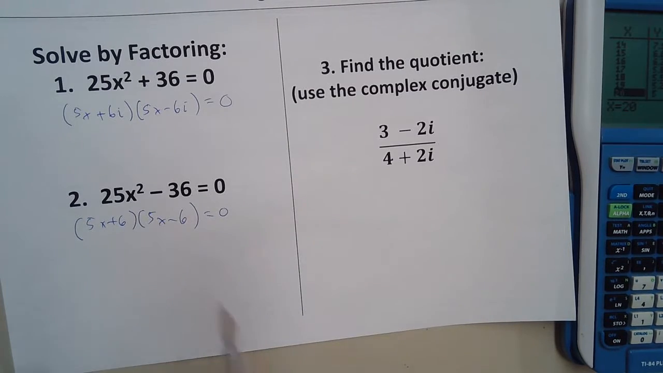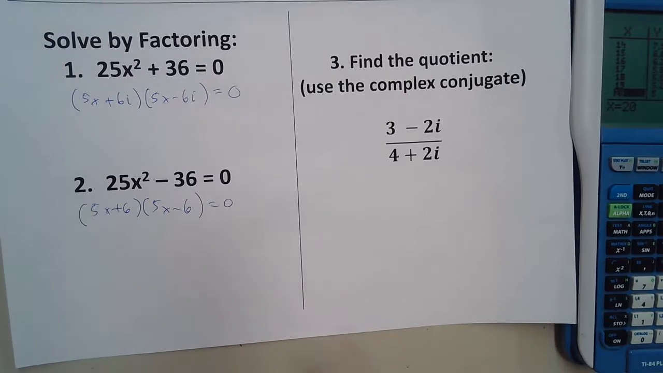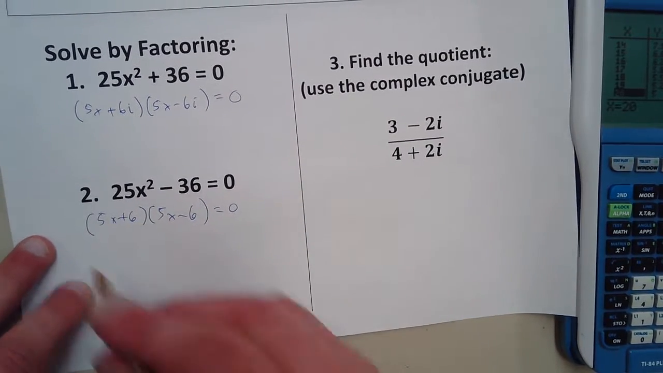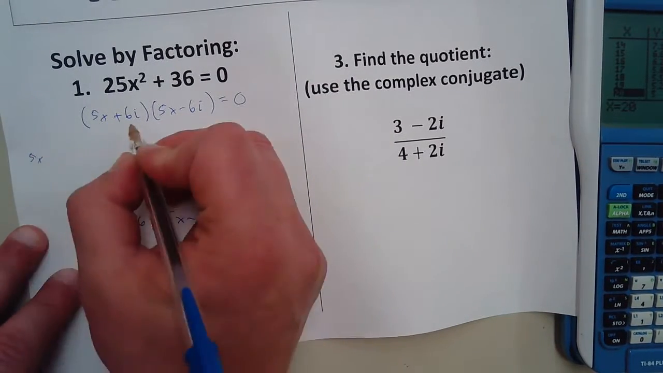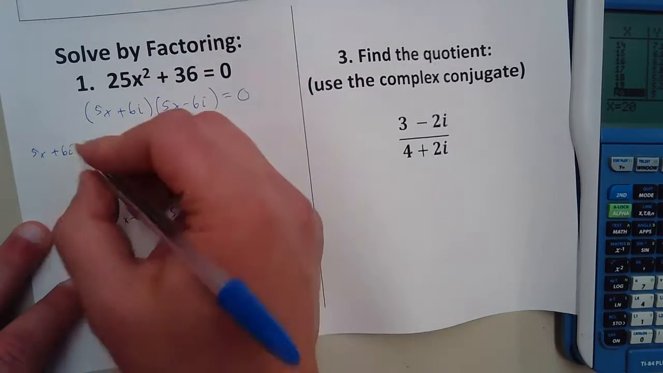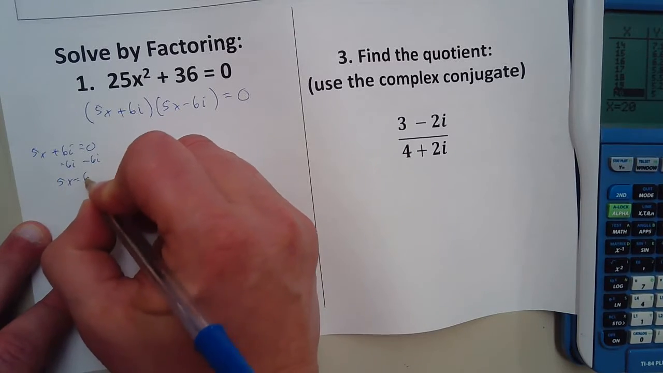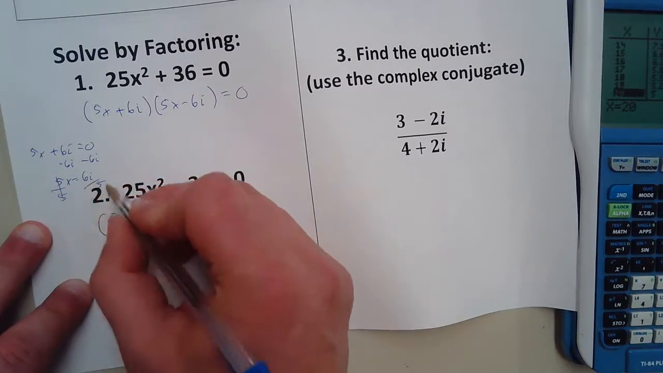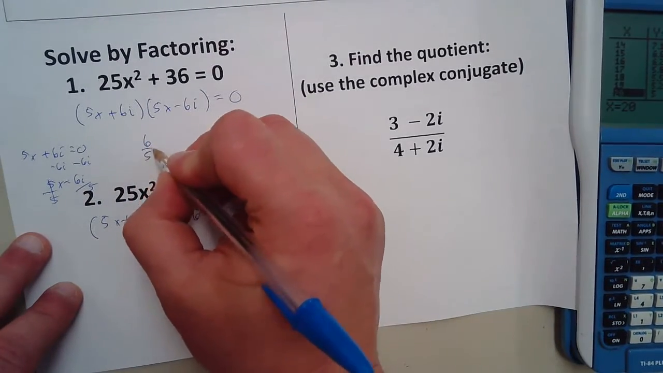Now, what are those solutions? Because this problem does say solve. If it just said factor, then you'd be done at this point. But it says solve by factoring, meaning you want to give what number makes this equal to 0. If you haven't noticed, there's a little shortcut to this too, but if you don't know, just take 5x plus 6i, set it equal to 0, and solve for x. You'd subtract the 6i over, so you'd have 5x equals negative 6i, and then you divide by 5. So it'd be negative 6i over 5, or negative 6/5 i.